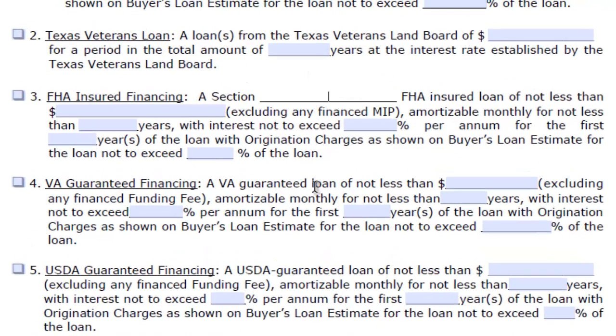It says a section blank FHA insured loan of not less than, and then it goes on. What it's talking about here is the type of FHA loan it is. This was news to me. When I first got in the business, I didn't know that there were different types of FHA loans. As it turns out, there are. And when people just talk about an FHA loan, they're usually talking about a 203B FHA loan.